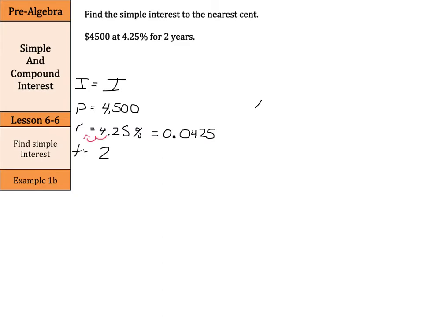As you go to write your formula, I equals PRT. Start every question with the formula. Then our interest, I, is going to equal our principal of $4,500 multiplied by our interest rate at 0.0425 multiplied by our time in years, which is 2.